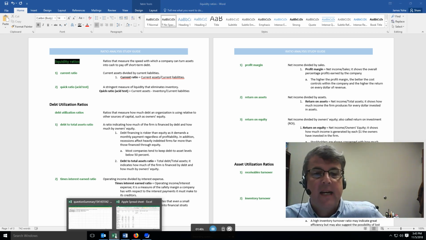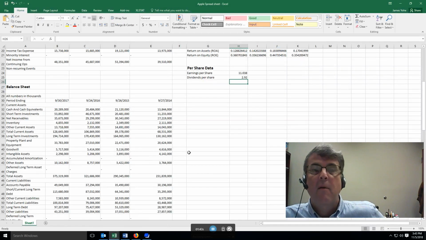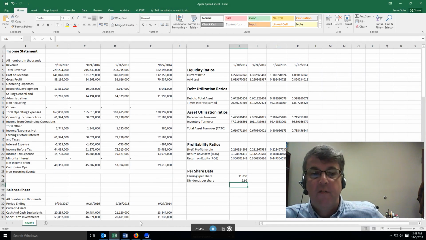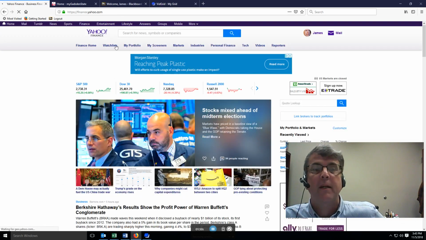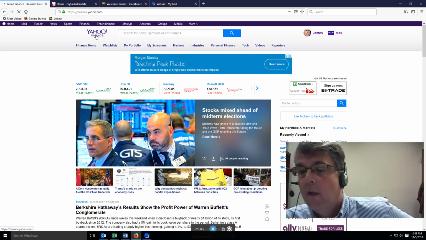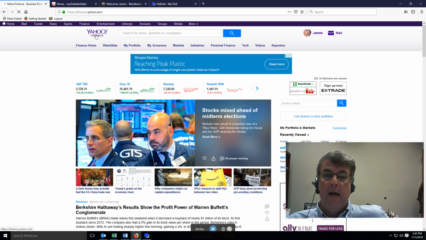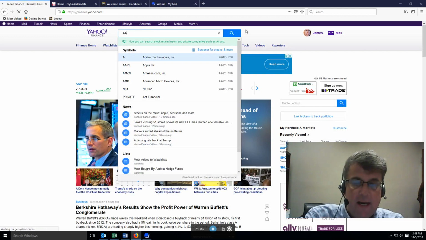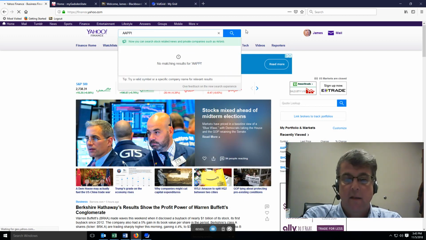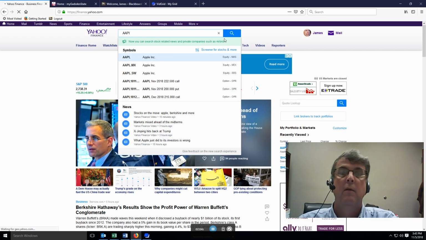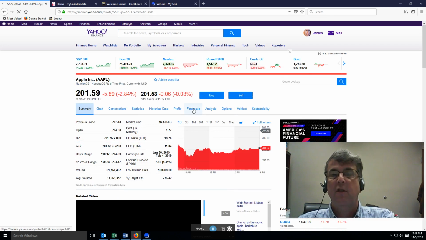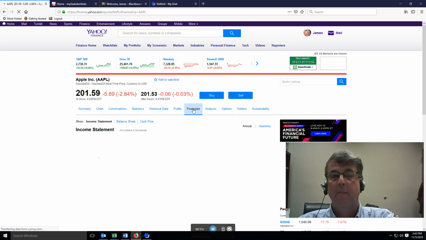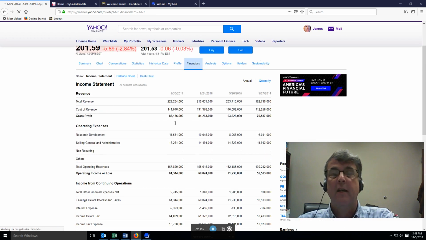Now these numbers come from the company's financials. An easy way to look up financials for almost any company is to go to Yahoo Finance. If you're thinking of investing in a publicly traded company, you can just search in here. Like I'm going to do Apple, AAPL. Sorry, one L, P, Apple. You can pull up Apple, and when you get there, you'll see the financials here. There are financial documents you can see.